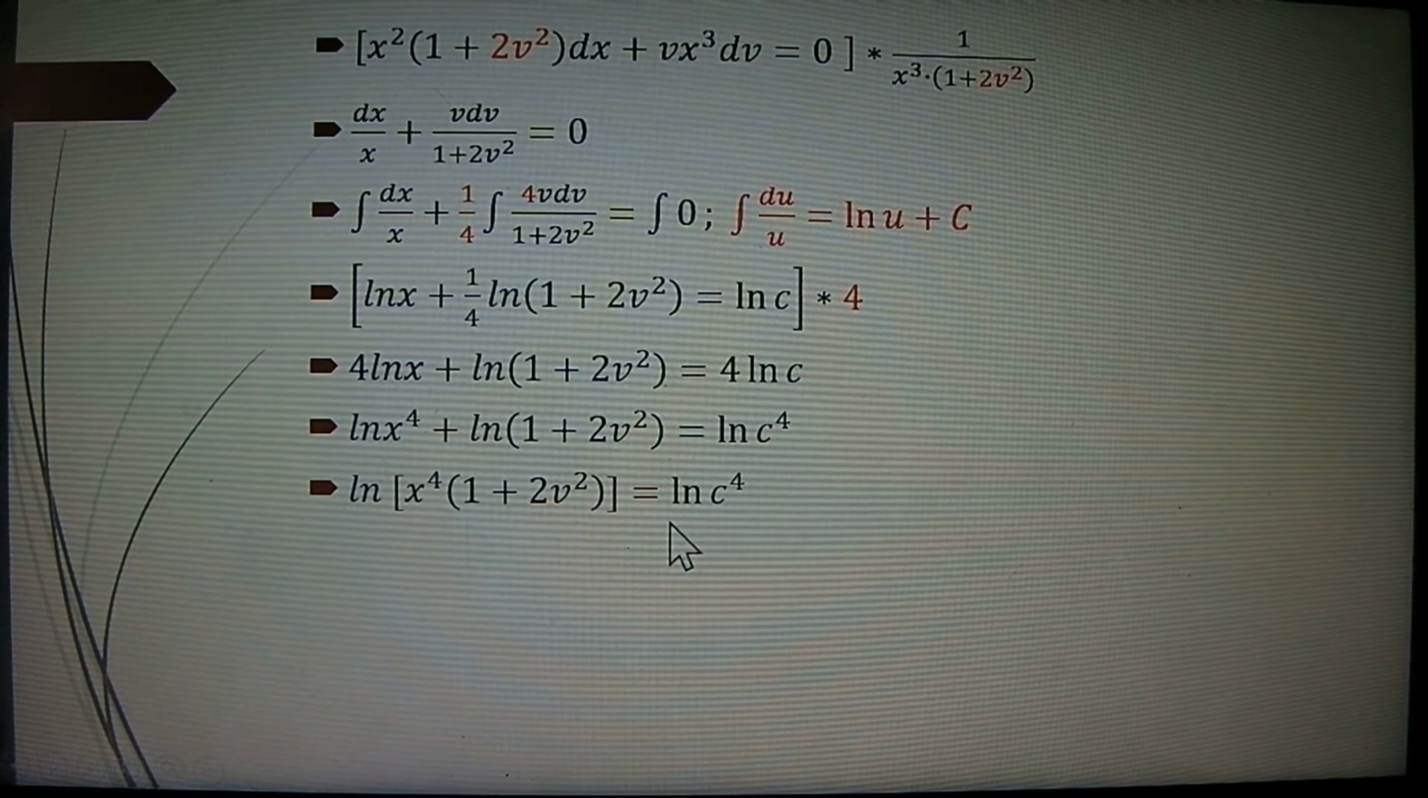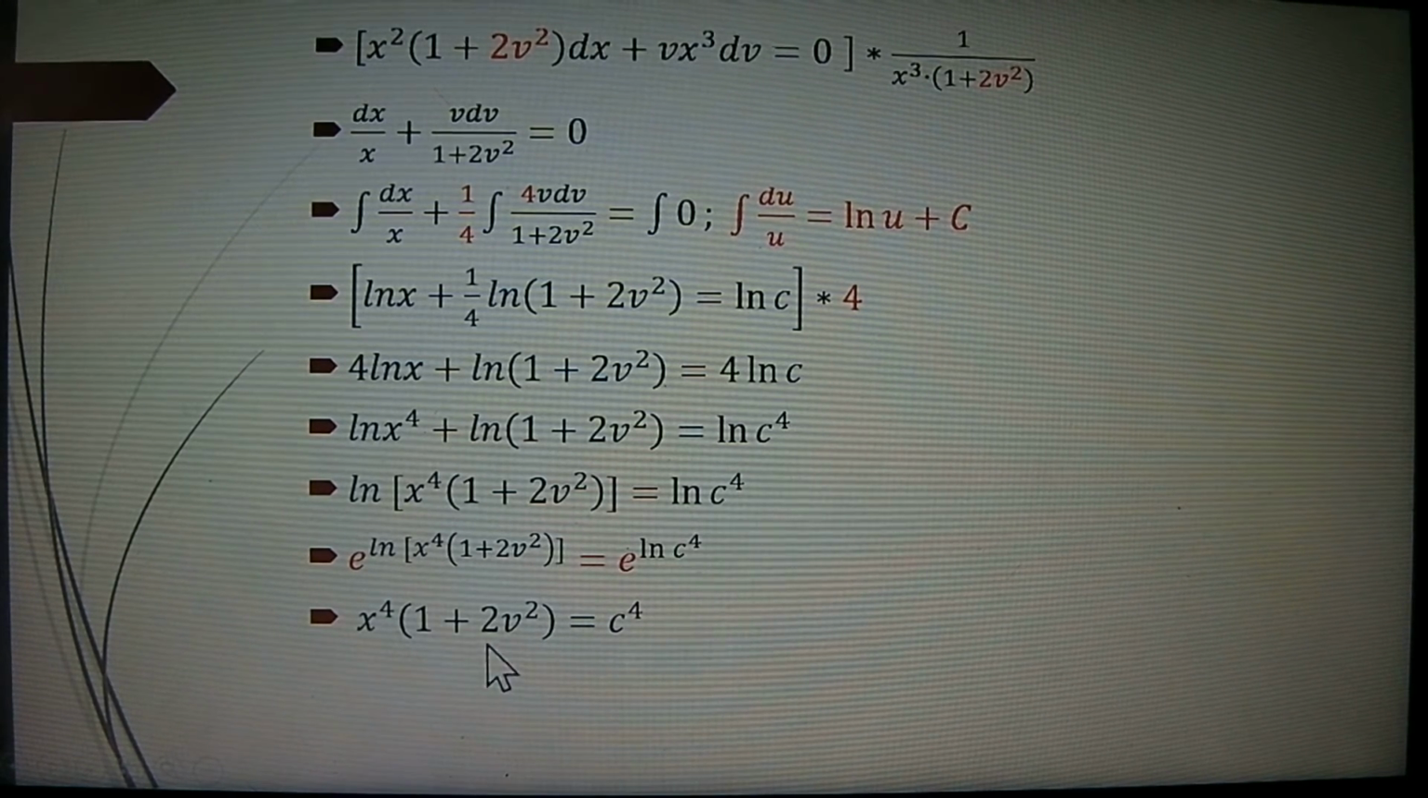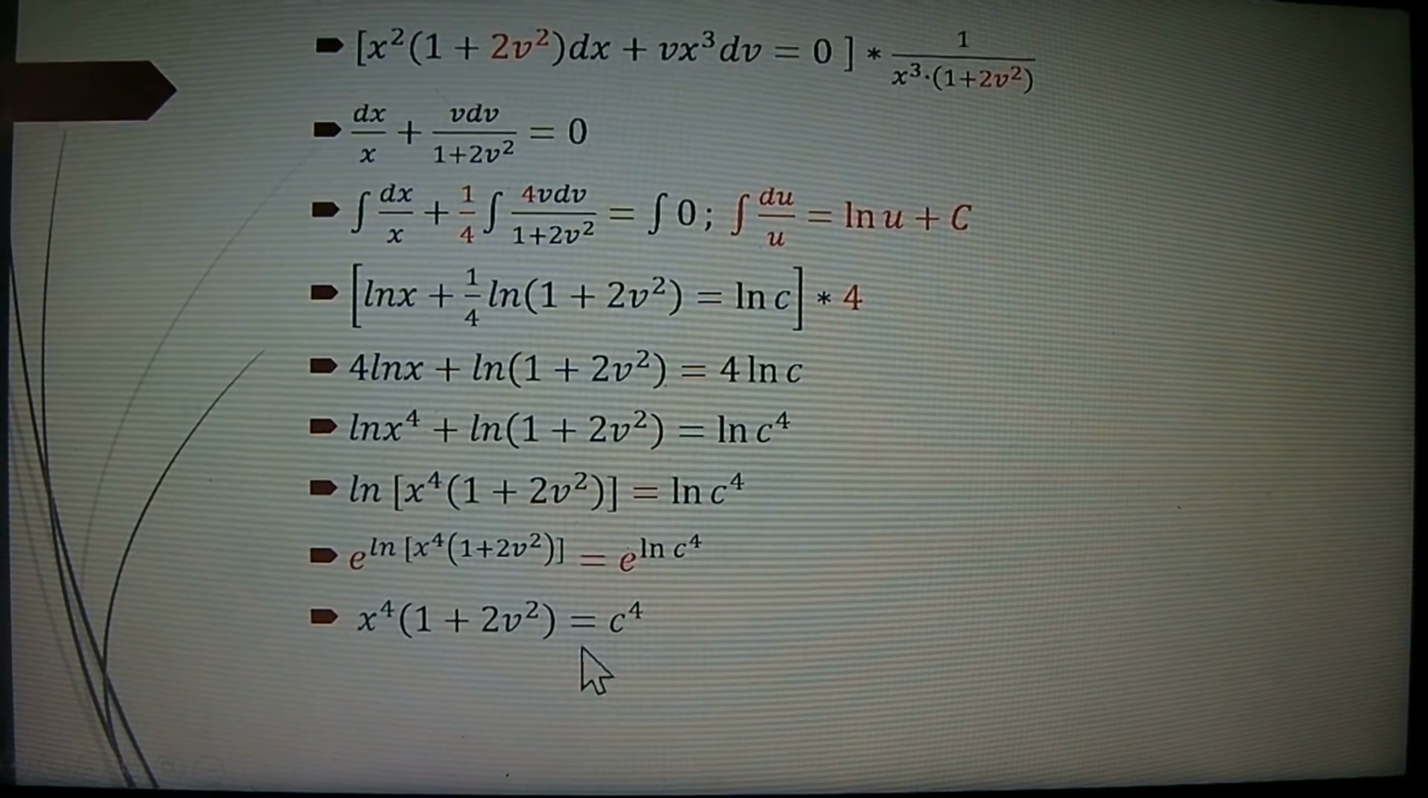So therefore that will be our logarithm. So we have to raise it to e. Raising to e, our answer will be x to the 4th times 1 plus 2b squared is equal to c to the 4th power.